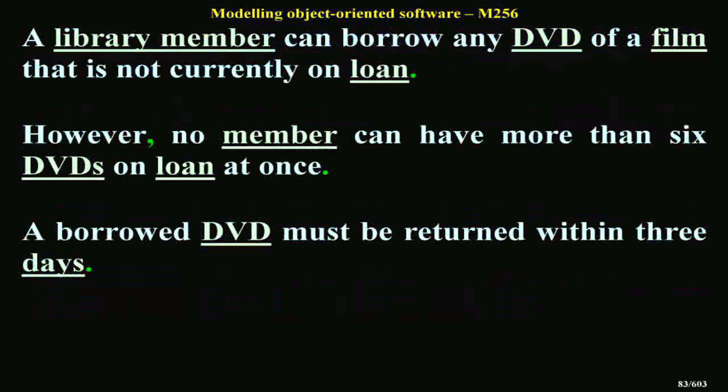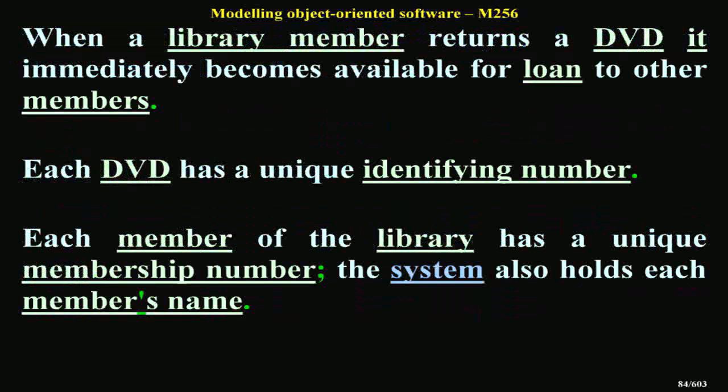A library member can borrow any DVD of a film that is not currently on loan. However, no member can have more than 6 DVDs on loan at once. A borrowed DVD must be returned within 3 days. When a library member returns a DVD, it immediately becomes available for loan to other members. Each DVD has a unique identifying number. Each member of the library has a unique membership number. The system also holds each member's name.